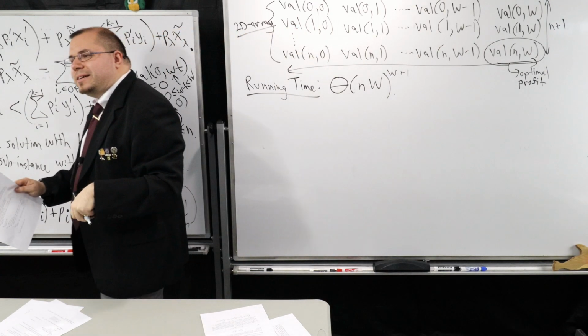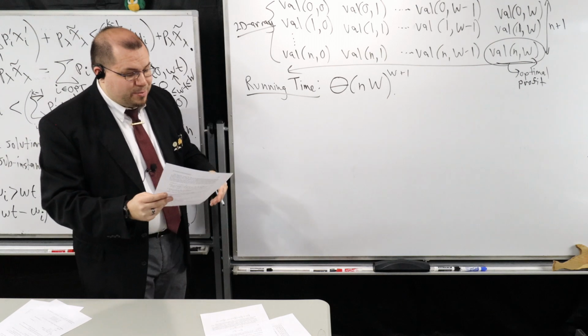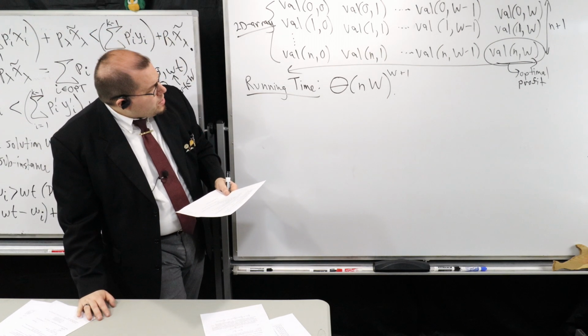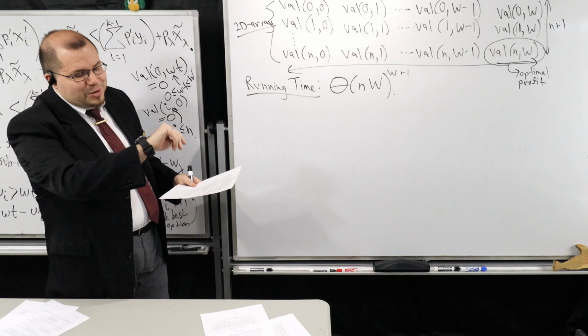It's entirely dictated by the dimensions of this table. That's very common in dynamic programming, by the way. So why don't we do an example and see how we compute this out, okay?